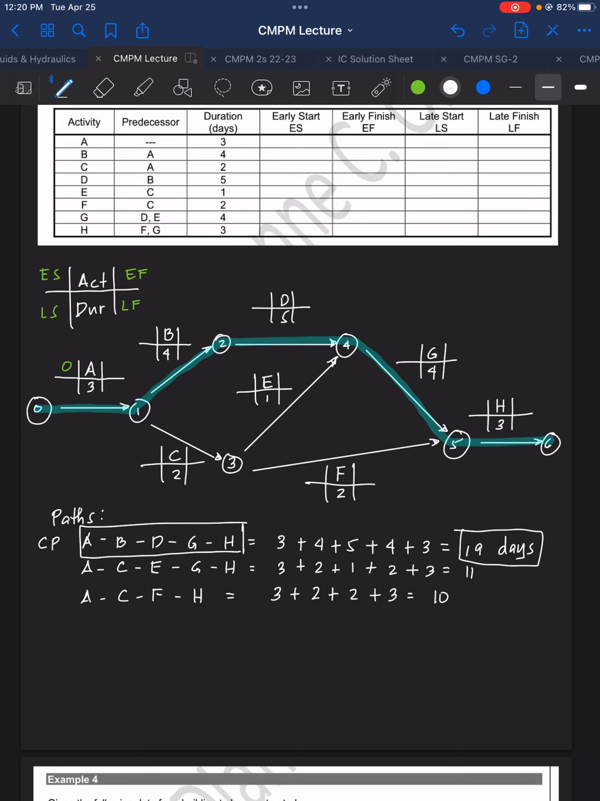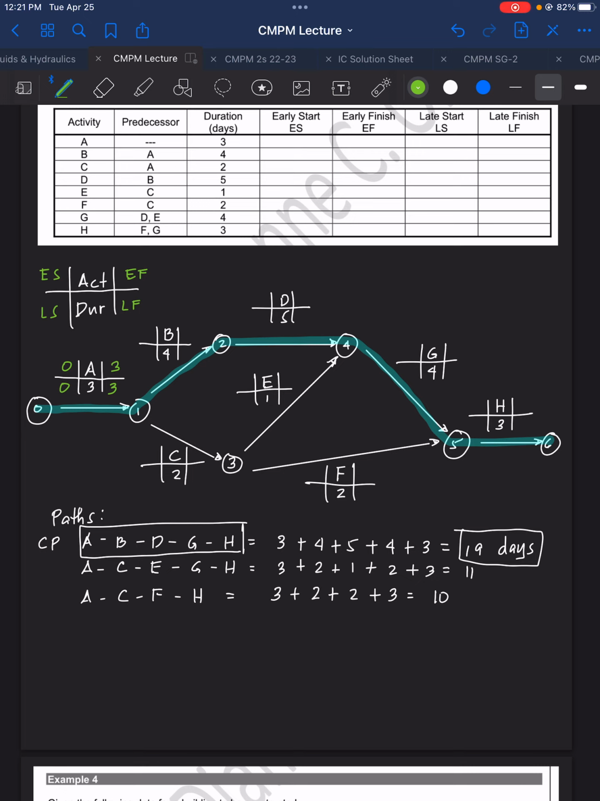We will now fill in the table with the early start, early finish, late start, and late finish. So for activity A, we have here early start as 0, and then 0 plus 3, so that is equal to 3 as the early finish. And since it is along the critical path, you can have here same early start, same late start, and late finish.